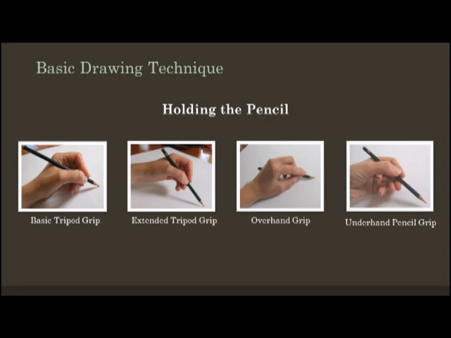So the grip allows light control over the pencil. It is ideal for drawing fine detail when precision is important. The upright position of the pencil allows for accurate shading, utilizing the tip rather than the side of the pencil. So this is the basic tripod grip.